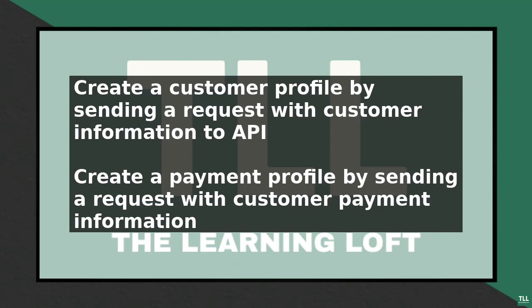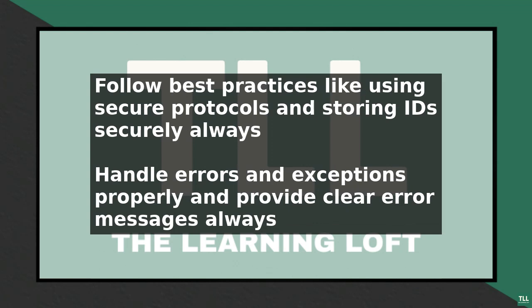Best practices for Authorize.Net CIM integration include using secure protocols, such as HTTPS, to encrypt sensitive customer information, and storing customer profile and payment profile IDs securely to prevent unauthorized access. In addition, make sure to handle errors and exceptions properly, and provide clear and concise error messages to customers in case of failed transactions. By following these steps and best practices, you can successfully set up Authorize.Net CIM integration and provide a secure and convenient payment solution for your customers.